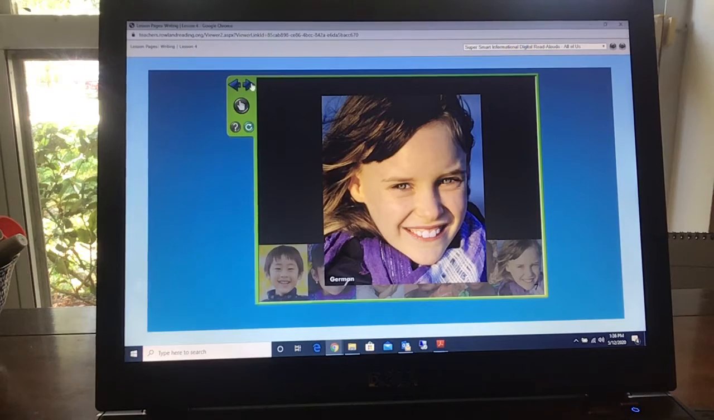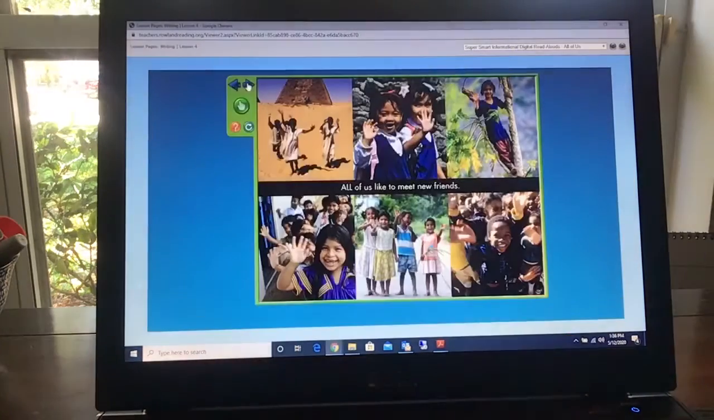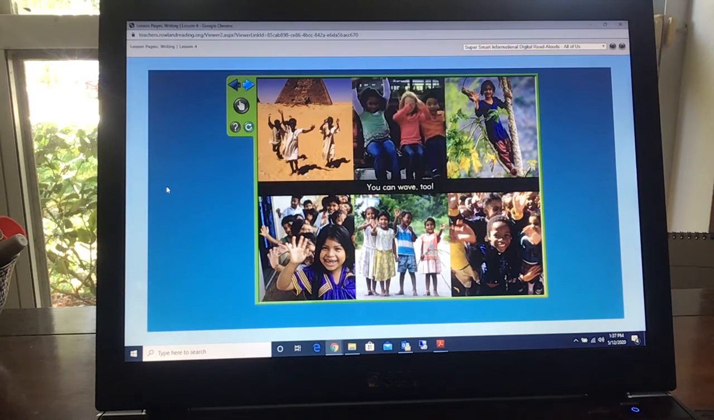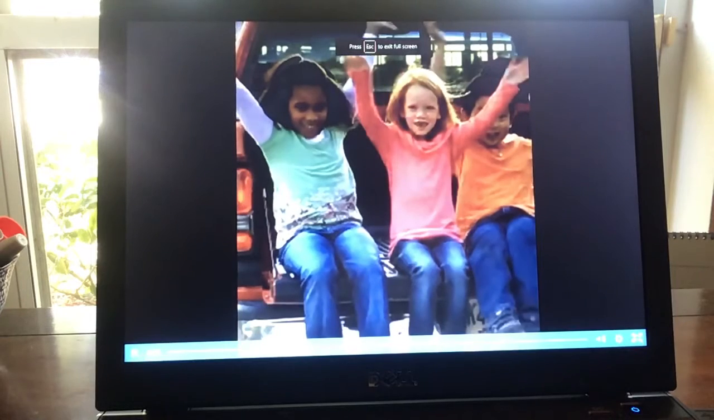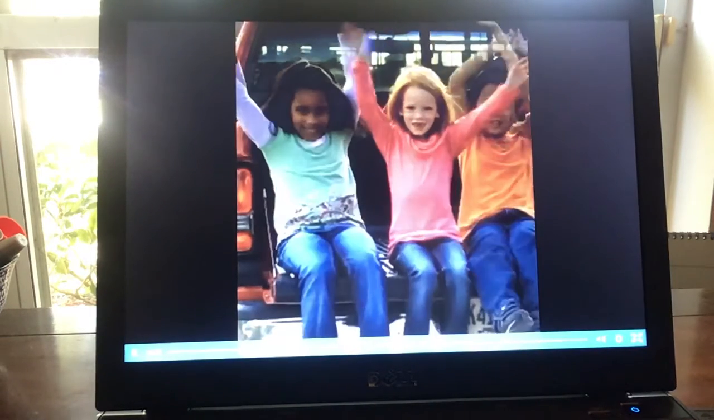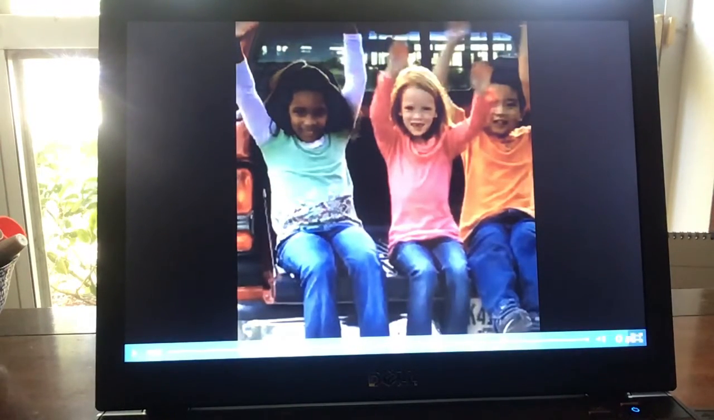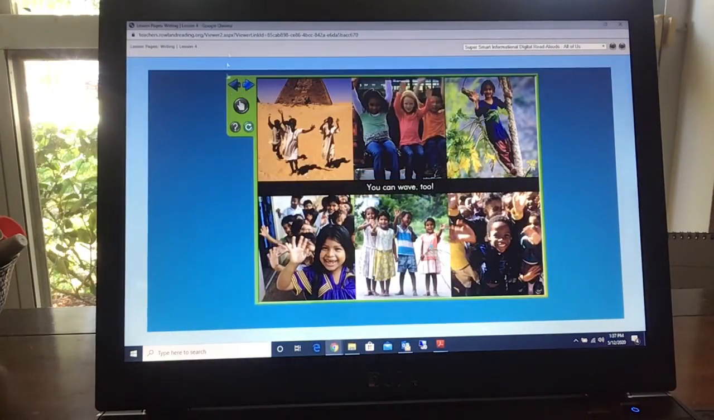We are very familiar with all kinds of languages in kindergarten. Let's keep going. It says, all of us like to meet new friends. Raise your hand if you like to meet new friends. Ooh, you can wave too. Look, let's watch them wave. I hope you're waving.